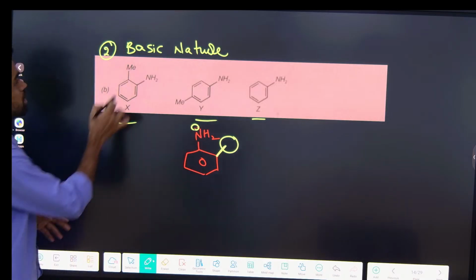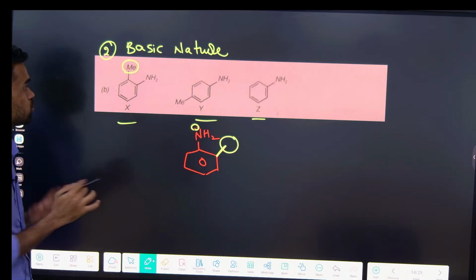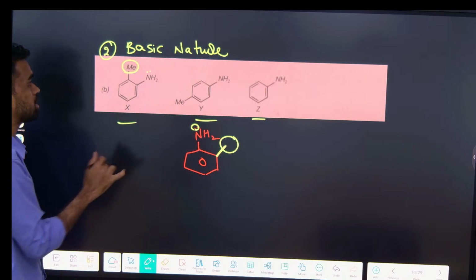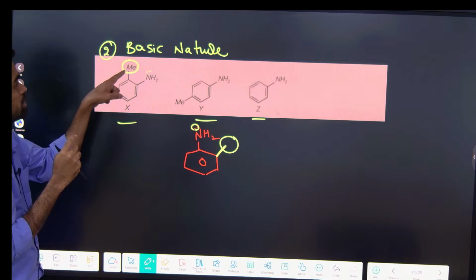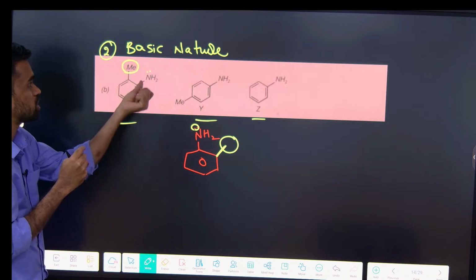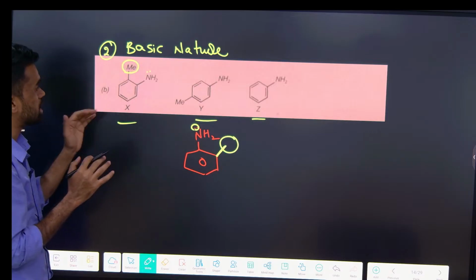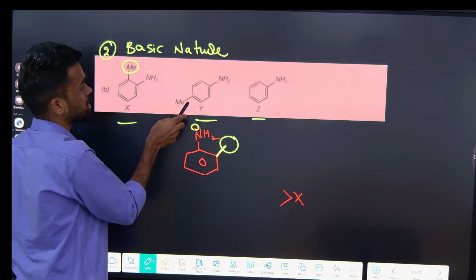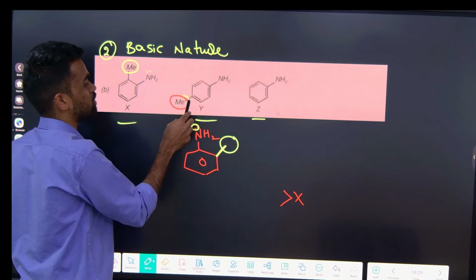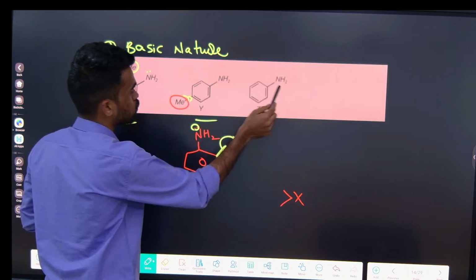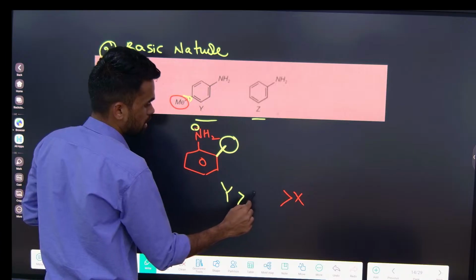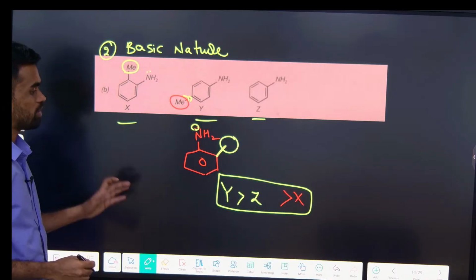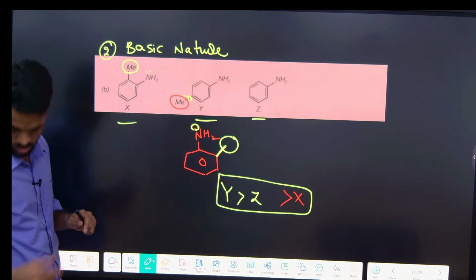Now tell me, here we have an electron releasing group but no use. What I told you, at the ortho position any group, whether releasing or withdrawing, decreases the basic nature because it inhibits the protonation of this NH2 group. That's why X is least basic. Now here you can see a para position methyl group is there. Yes, it will activate the ring by releasing electrons and there is no such hindrance. So Y is more basic, and in between, Z is in the middle and least is X. Okay, this could be your final order of basic nature for the given compounds.